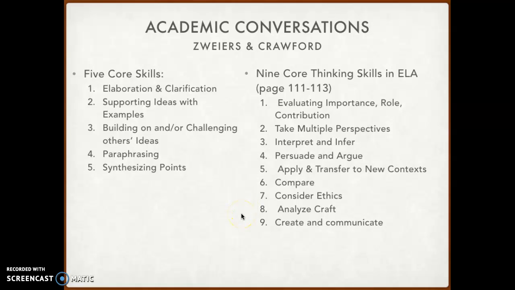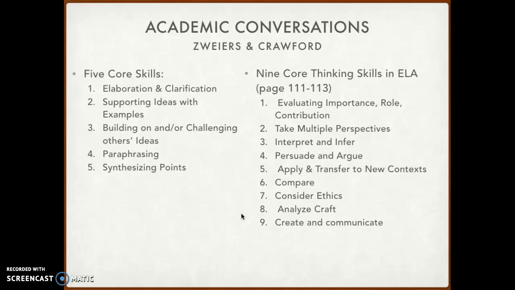These are all skills that we also emphasize in ELA, but they specify that there are 9 more skills that should be taught in ELA. 1 is evaluating the importance, role, and contribution within a piece. 2 is taking multiple perspectives, so looking at content from various angles, looking at the pros, the cons, comparing and contrasting. Along with that, 3 is interpreting and inferring, so not just looking at the surface text, but looking at the subtext. 4 is persuading and arguing, so this is a big one in rhetoric and ERWC. We want our students to be able to persuade and argue not just in writing, but in speaking.